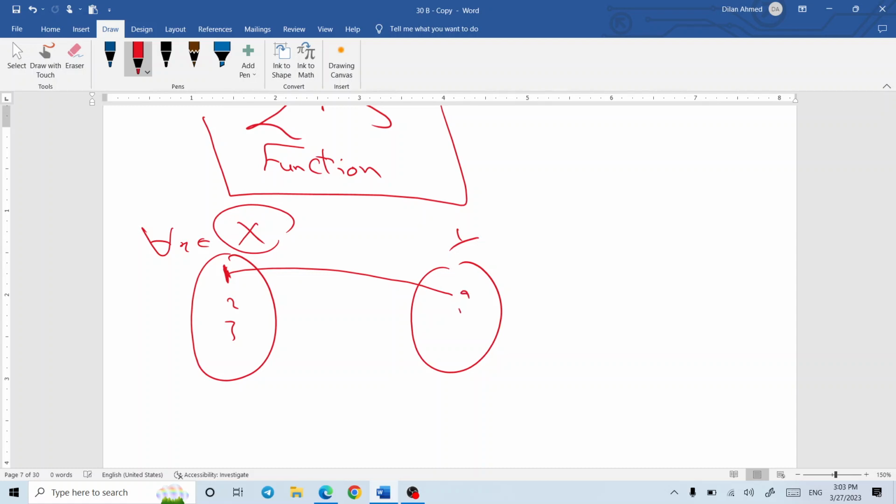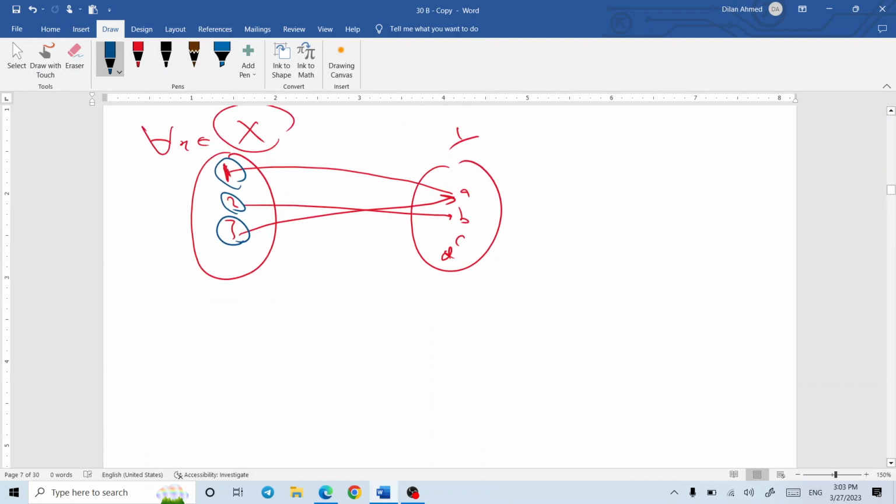For example, I have a, b, c, d. This one is called a function. Why? Because each element here has got one relation. Generally speaking, if you have two relations from one element like that, it is called a relation, not a function. Okay? Understood. Good.